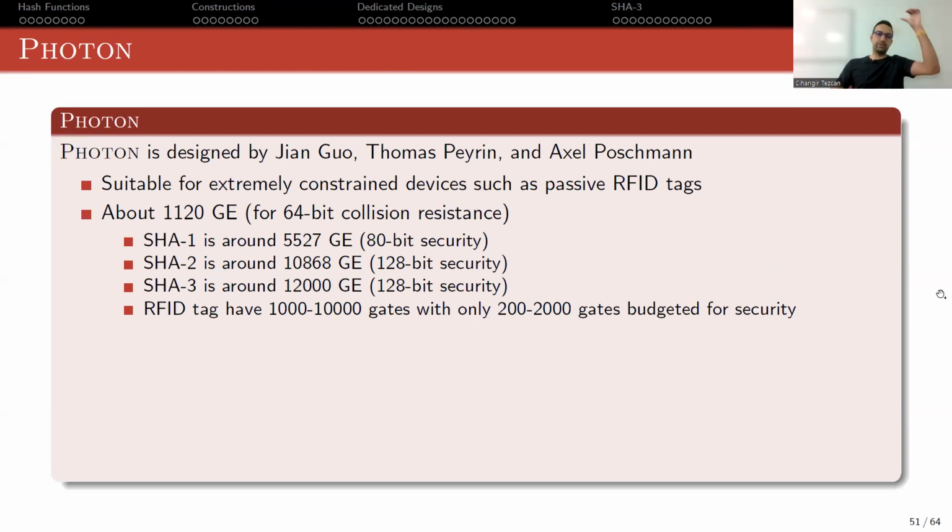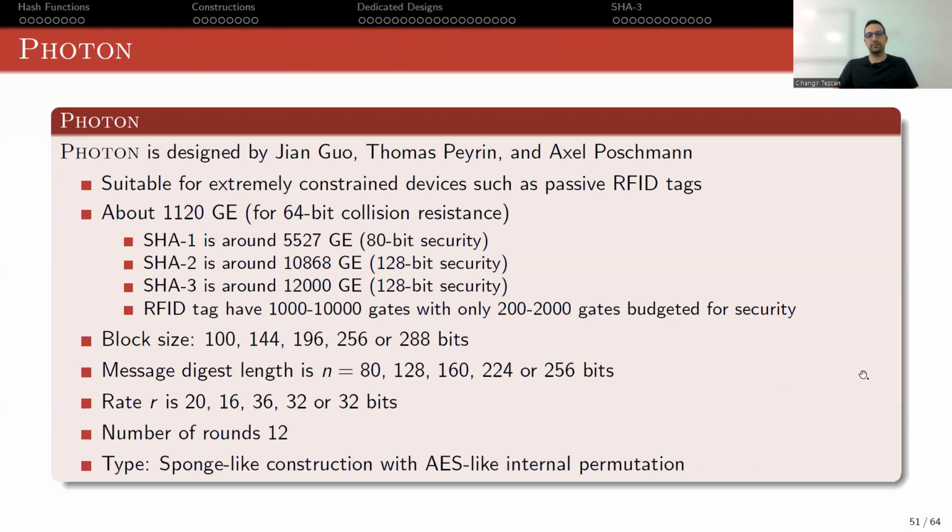This is important because generally an RFID tag can have 1,000 to 10,000 gates, okay, depending on how cheap it is or how expensive it is. But you cannot use all of these gates for cryptographic operations, okay? You can only have like 20% of them for security operations. So this is why it is nice to have a very small algorithm.